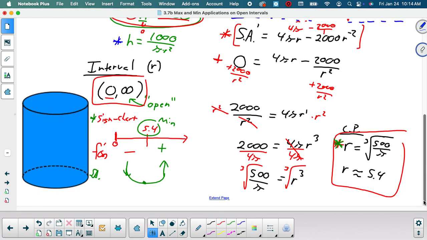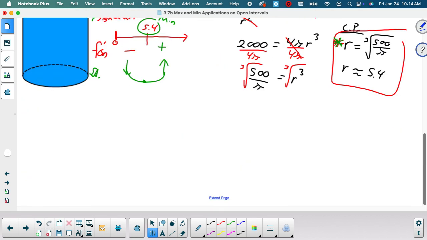So if I know that H is, what did I just say, 1,000 over pi r squared is what H is, and I know R is this, I would be okay with you writing it like this. I have 1,000 over pi, but then it's R squared. What is R? R is the cube root of 500 over pi. I'd be okay with you writing your H like this and leaving it like that. That's the exact answer, not worrying about simplifying this.